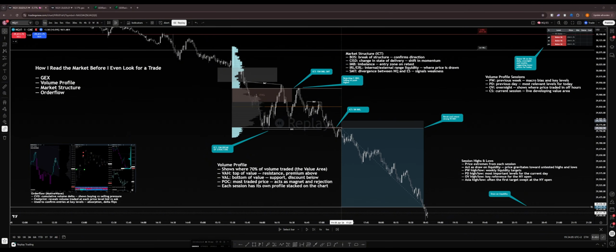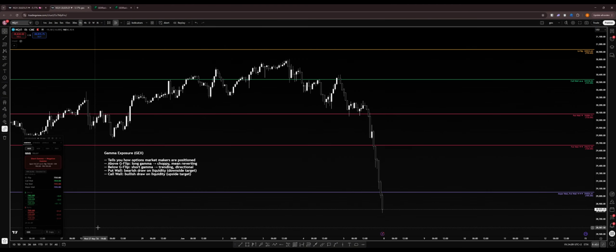The first thing I check is GEX, gamma exposure. Gamma exposure tells you how options market makers are positioned, and that positioning directly affects how price moves during the day. There are three things I'm looking at. One, the zero gamma level, also called the G flip. That's this level here at 750.